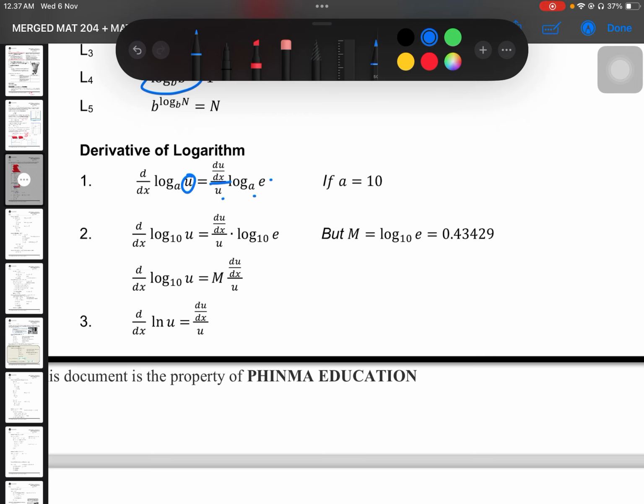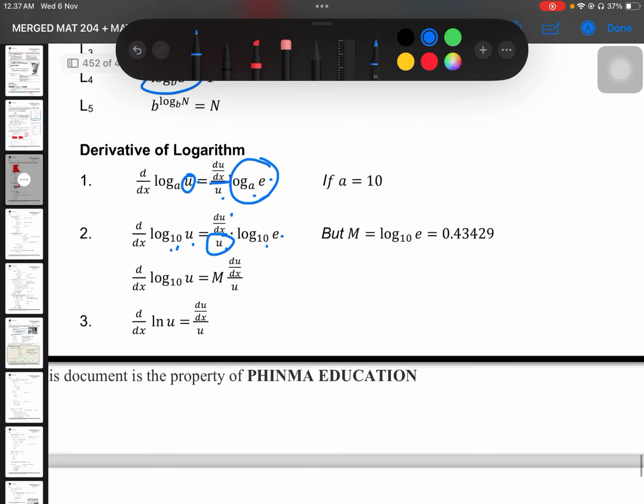Okay, so, kumbaga parang kukopyahin nyo lang din naman ito. Magiging log e to the base a. Okay, but what if your a or your base is 10? Okay, so ibig sabihin, magiging logarithm of u to the base 10. So, same pa rin tayo. Magiging, kuhanin mo yung u, kuhanin mo yung derivative niya, then divided by, sulat mo si u, then logarithm of e to the base 10.